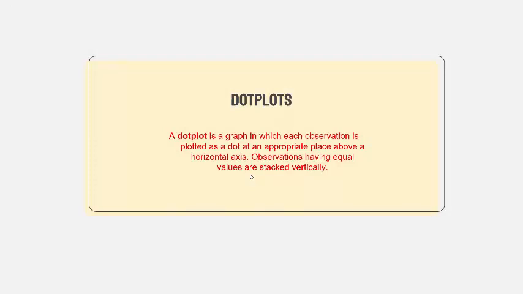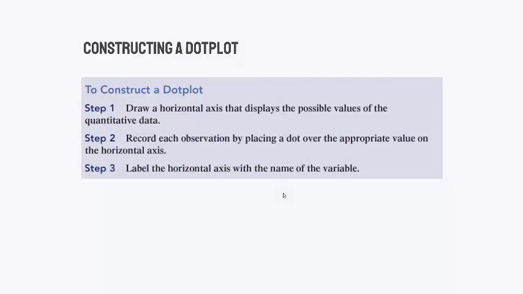Okay, what I want to do now is talk about two other different types of ways to visually show this data. And the first one is called a dot plot. Okay, so a dot plot is a graph in which each observation is plotted as a dot, obviously, at an appropriate place above a horizontal axis. So observations having equal values, you just stack them right on top of each other. All right, so let me talk about how to do this and then show you.